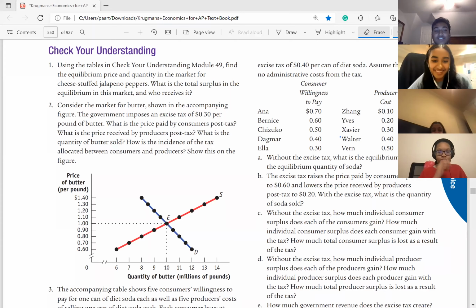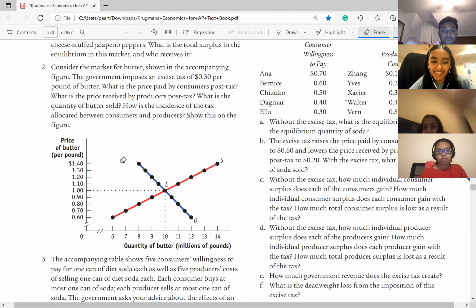So we're going to be talking about unit 2.8 and 2.9 for AP Microeconomics, and we're going to go over some of the practice questions in the textbook. So I'm going to start with number 2 on this textbook question.